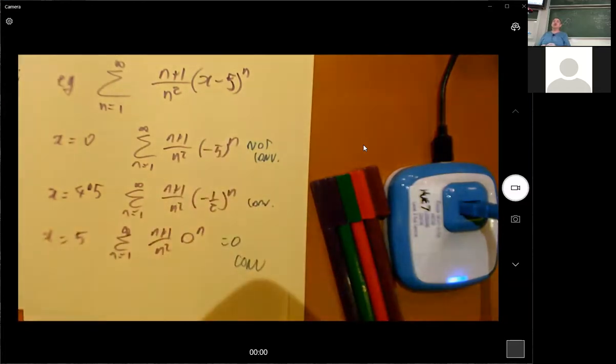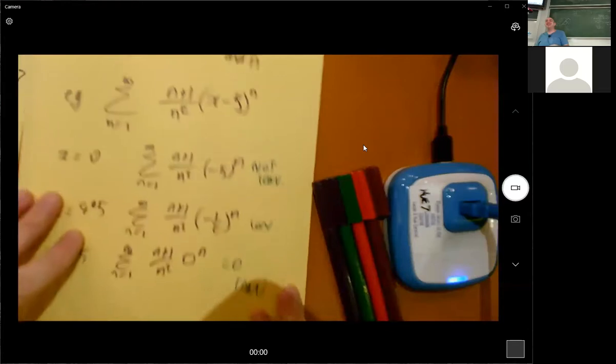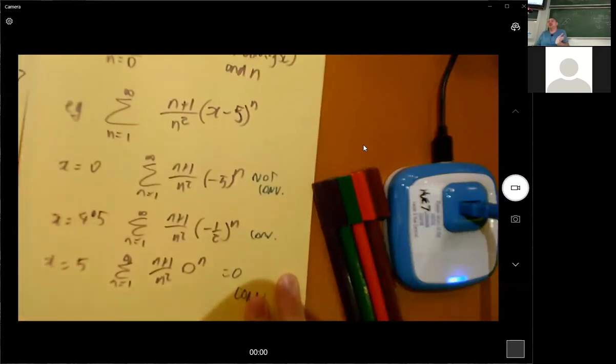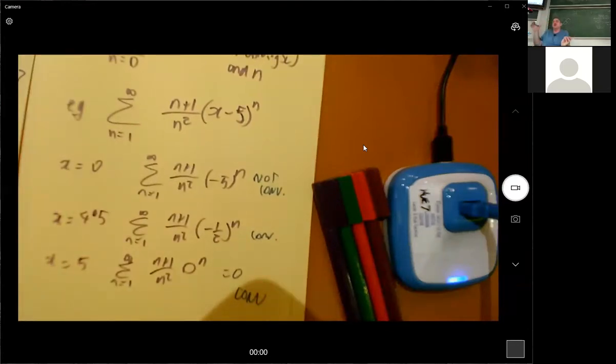And 0 times infinity could be anything. Because it's never quite 0 times infinity. It's some very small number times some extremely large number. And very small times extremely large could be quite large. Or it could be 5.